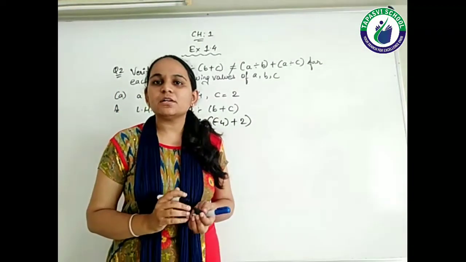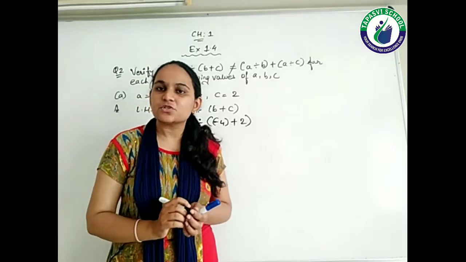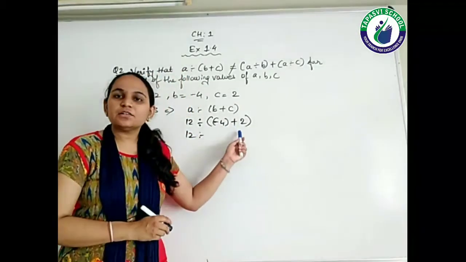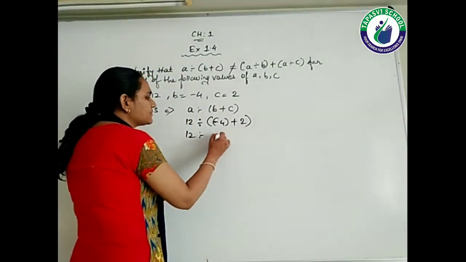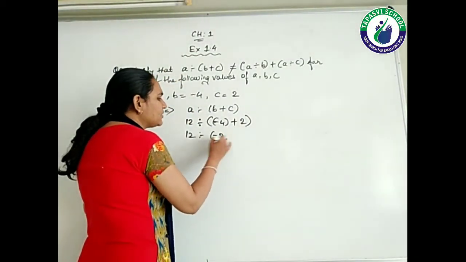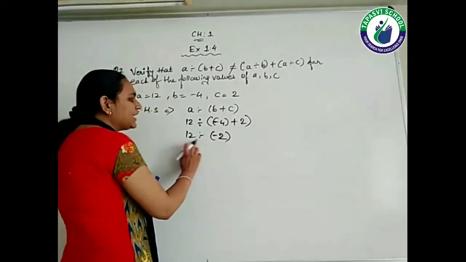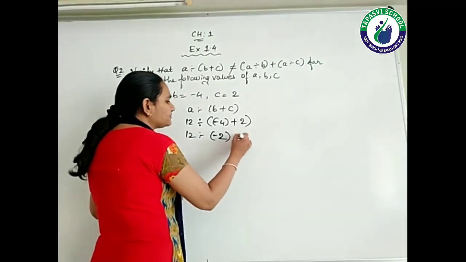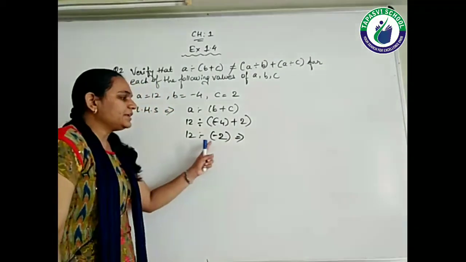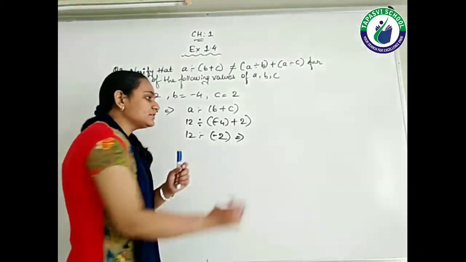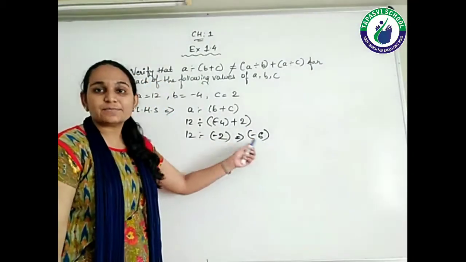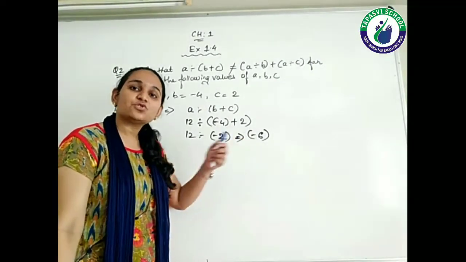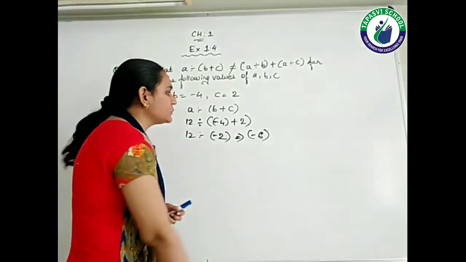You need to remember the addition and subtraction of integers rule. One number is negative, another number positive, so we need to subtract them. So 4 minus 2 it is 2 students, and the 4 is greater, so I am going to give this sign. So 12 divided by minus 2. 12 divided by minus 2, answer will be minus 6, because 12 divided by 2 is 6, but one number is a negative, so that's why I need to give the negative sign to the answer also.